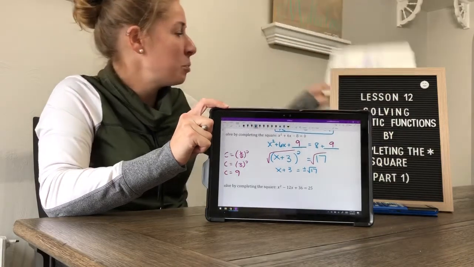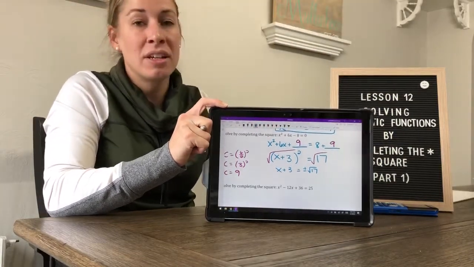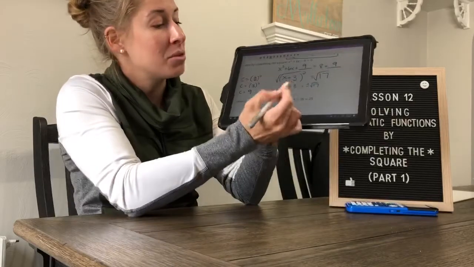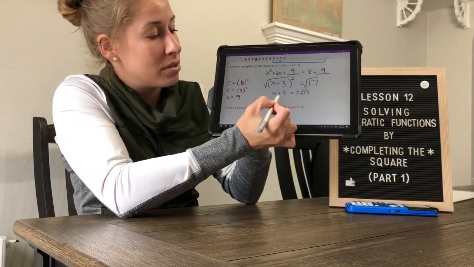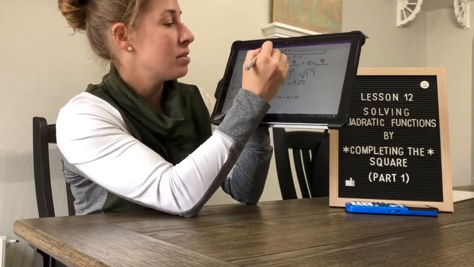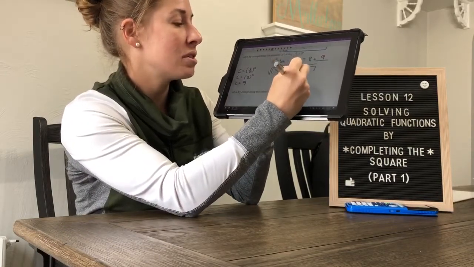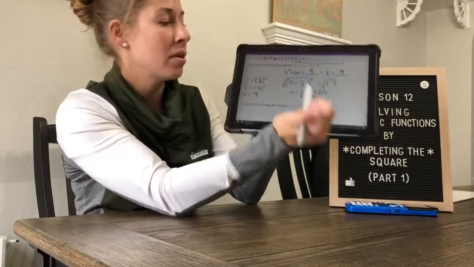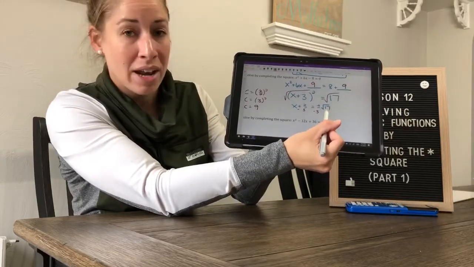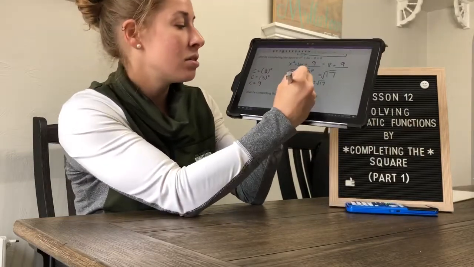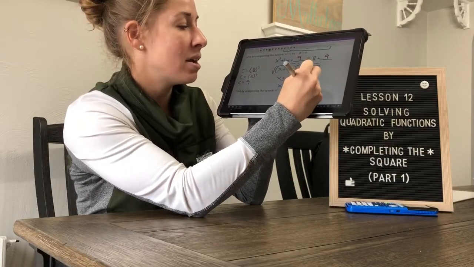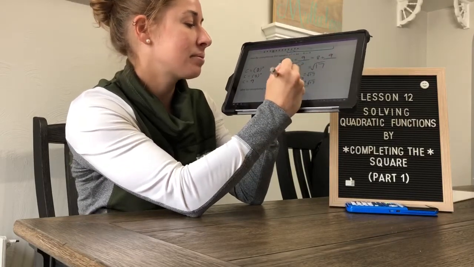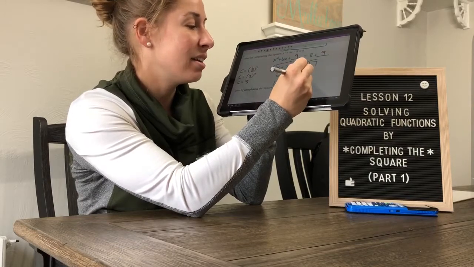No, 17 is prime. So the square root of 17 is already simplified. So now all we have to do is just get the x by itself. So it's x plus 3. So subtract 3 from both sides. And remember, this is just a regular 3. This is a radical. Don't combine them. So x equals negative 3 plus or minus the square root of 17. And you're done.